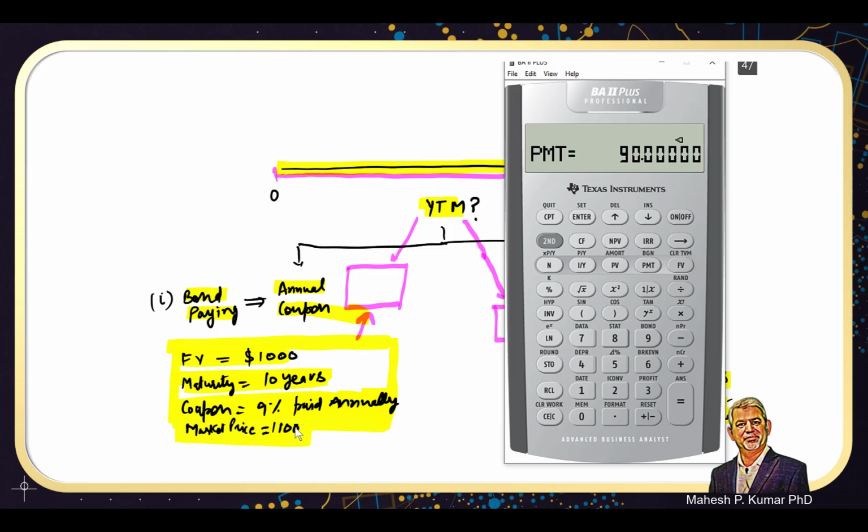And the market price of the bond is $1,100. So if you go and purchase this, you will have an outflow of $1,100. So this is going into the present value, and we will compute the IY. This is the YTM of this bond, 7.54% approximately. The exact number is on the calculator here. So we have done this calculation for the annual coupon paying bond, and we calculated its YTM.